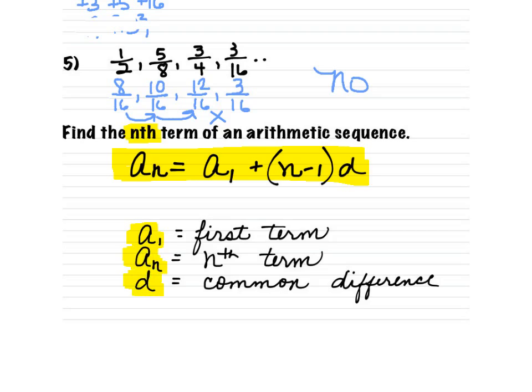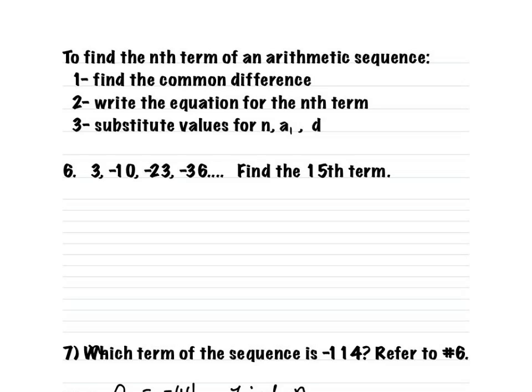So in order to find the nth term, you will take the first term, you will add the nth term minus 1, multiplied times the common difference. Okay, here are some steps that will help you to find the nth term of the common difference. Step number 1, find the common difference of the sequence.